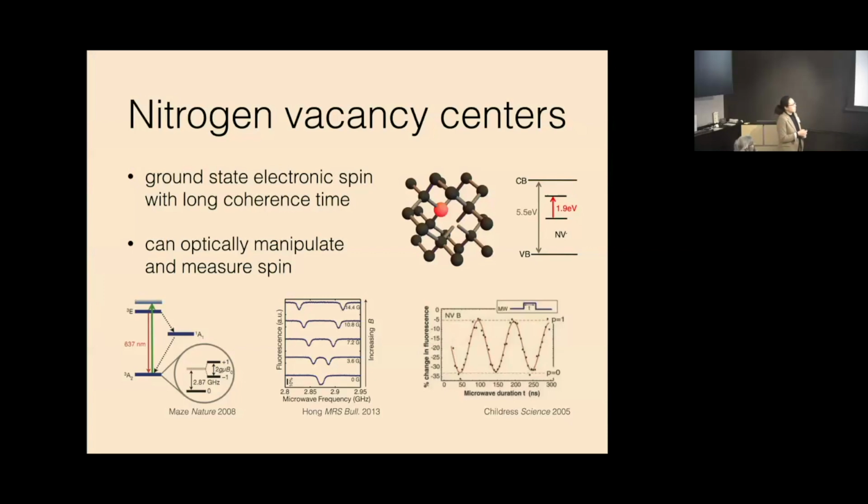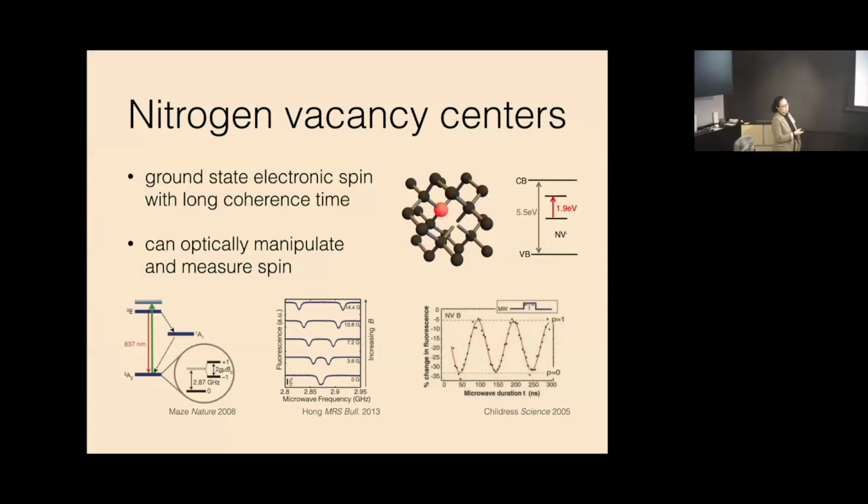And the reason that you've probably heard of the NV center, and Paula discussed this yesterday, is that it has some very special properties, particularly at room temperature. You can get spin coherence times in excess of milliseconds. There's also a very convenient way to optically manipulate and measure the spin. So without going into too many details, I have a spin 1 ground state.